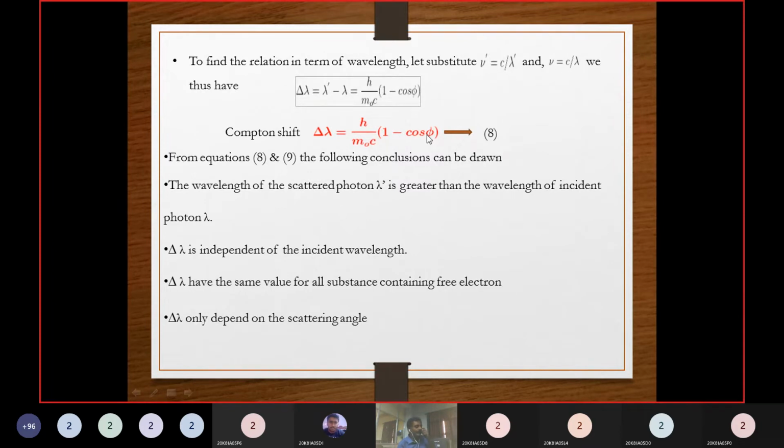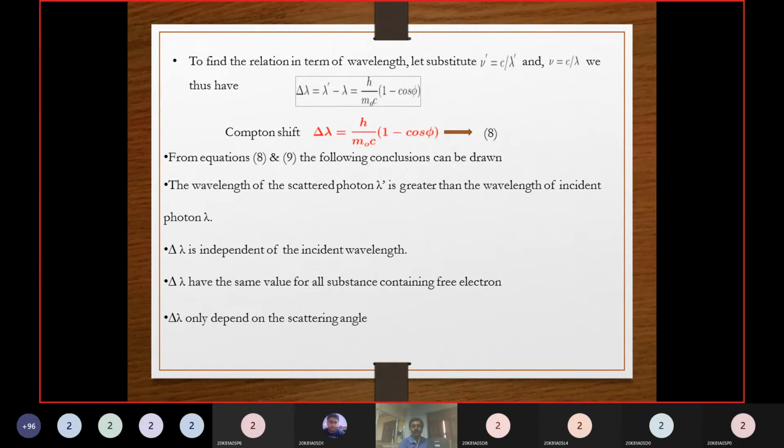Now the second case, if phi equals 90. Cos 90 value is 0, so the shift is equal to h by m naught into c. Now the third case, phi is equal to 180. Cos 180 value is equal to minus 1, so minus 1 becomes plus 1. That means the Compton shift is 2 lambda, equal to 2h by m naught into c.